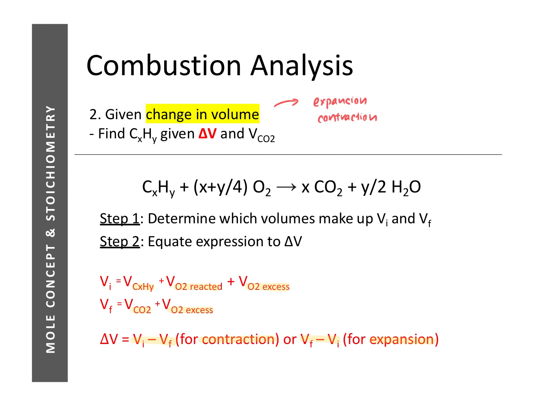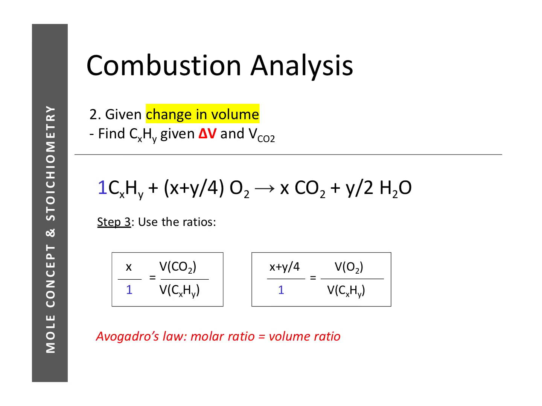Now, upon comparing the final and initial volumes to your change in volume, we will be able to find the volumes of CO2 or the volumes of O2 reacted from this step. After finding your volumes of hydrocarbon, CO2 and oxygen reacted, we can use the step that we have learned in the previous type of question by comparing mole ratios to the volume ratios, and from there we can work out X and Y.